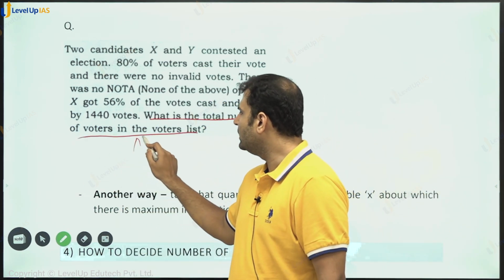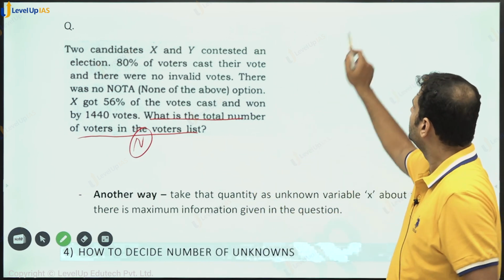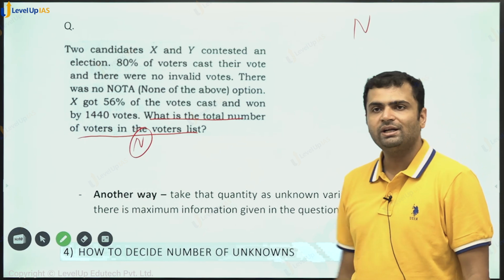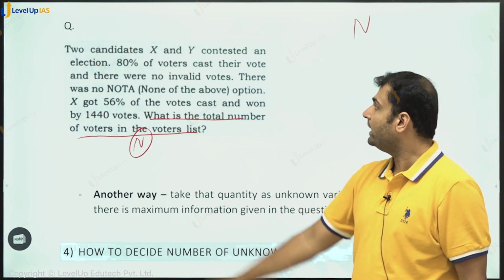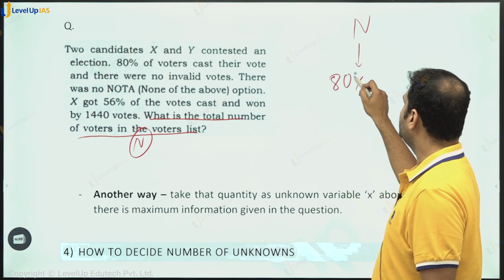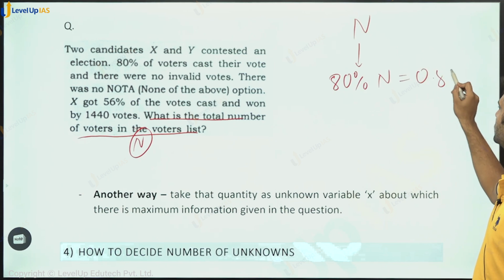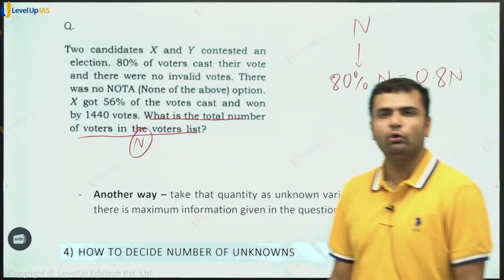So what we'll do, we'll assume total number of voters in the list as n. मान लिया कि नंबर ऑफ वोटर्स आर n एंड 80% ऑफ देम हैव कास्टेड वोट. तो वोट कितने लोगों ने दिया है? 80% ऑफ n. 80% इज 0.8. 0.8 ऑफ n. इतने लोगों ने वोट दिया है.